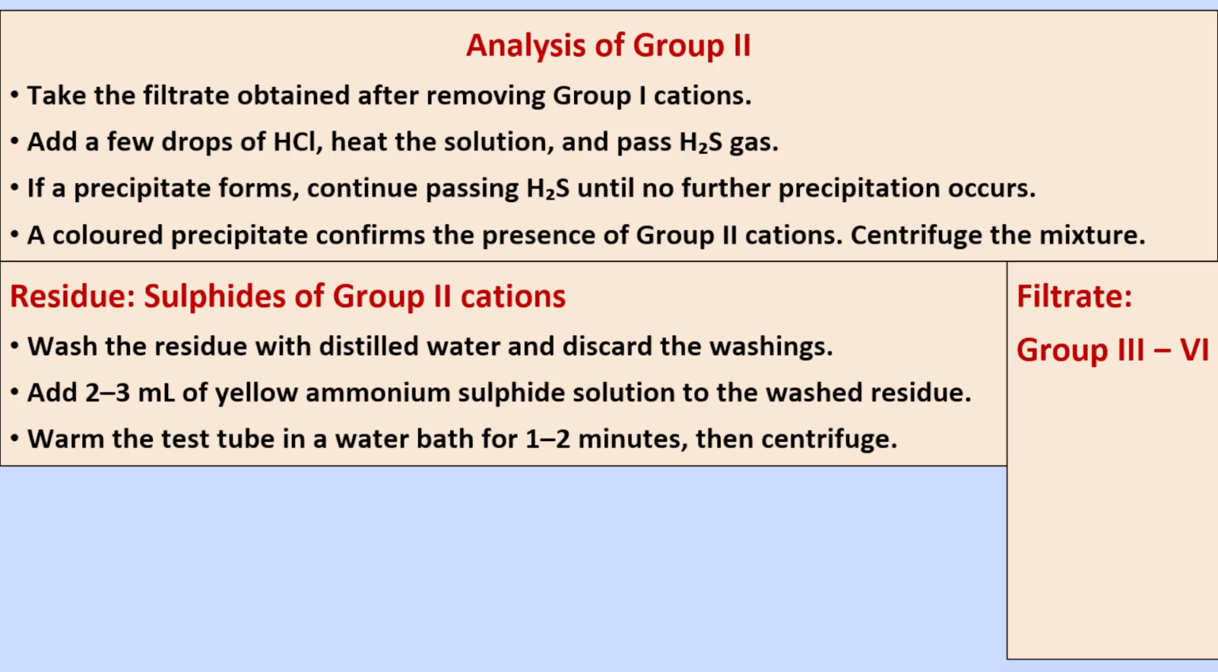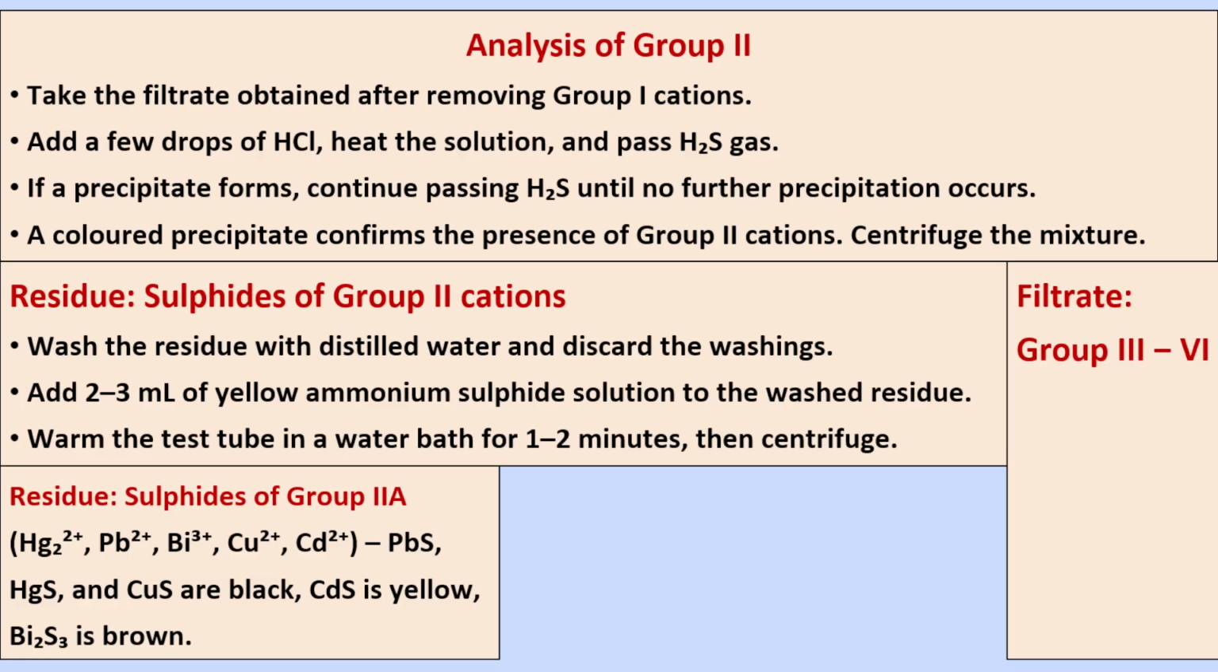Approximately 2 to 3 ml of yellow ammonium sulfide solution is then added to the washed residue. The test tube is then warmed in a water bath for 1 or 2 minutes. Following this, the contents are centrifuged again to separate the soluble and insoluble sulfide. The residue contains the sulfide of group 2A cation, bismuth, copper and cadmium, along with the unseparated mercury and lead ion from group 1.